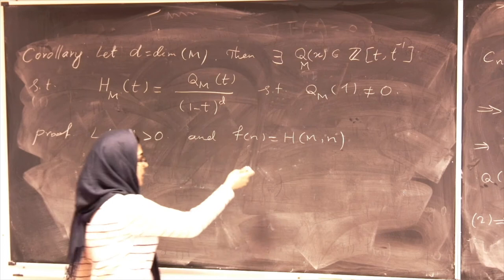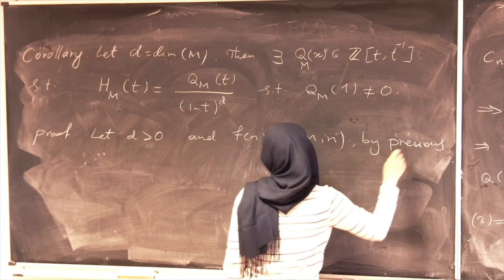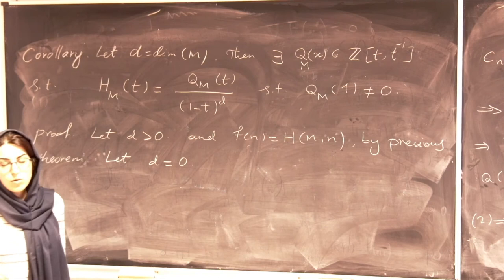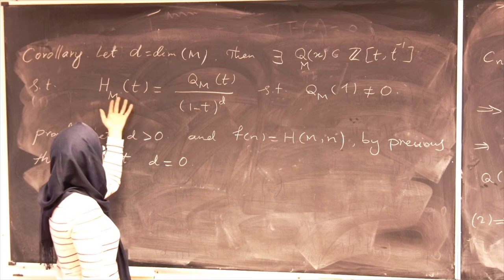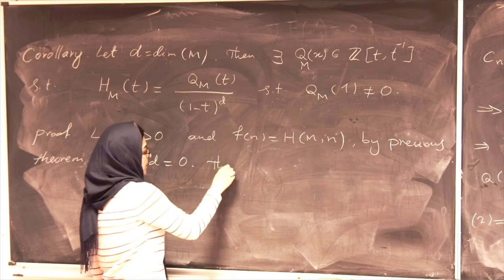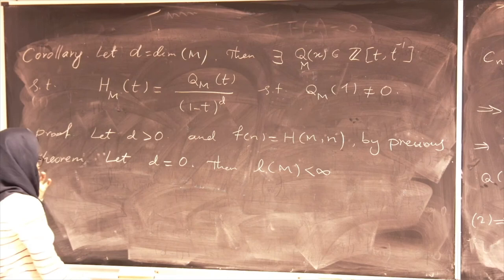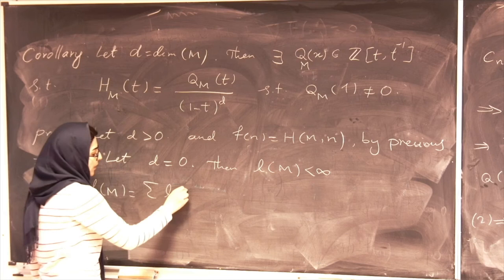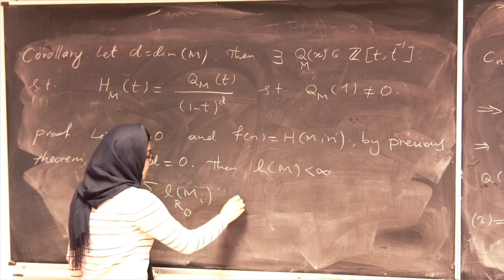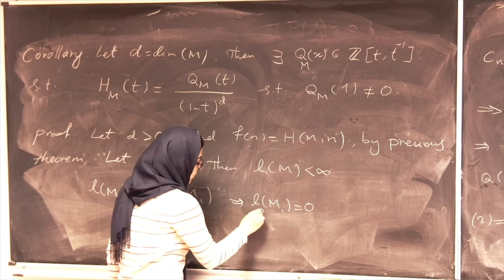So this is by the previous theorem. When d is 0, the Hilbert series should be equal to some polynomial, because this is 1. In this case, as we discussed before, this means that the length of the module is finite, which is the sum of the lengths of the M_i's as our zero module. So for large n, these lengths are zero, because only finitely many of them can be non-zero when the sum is finite.